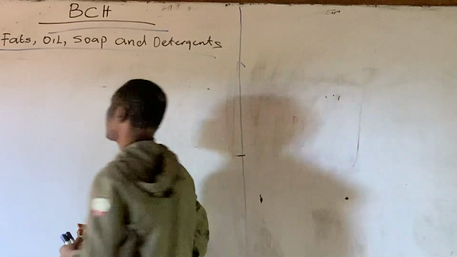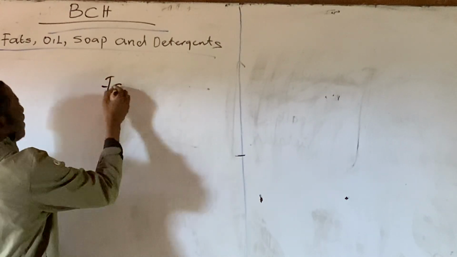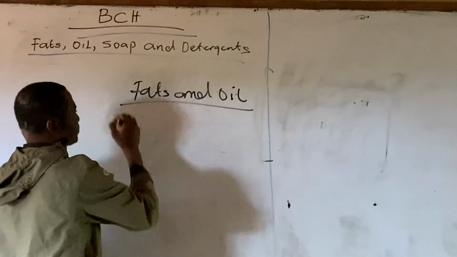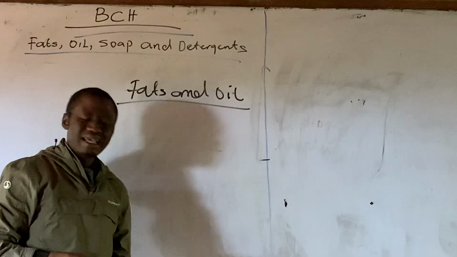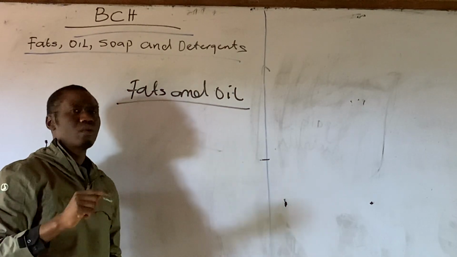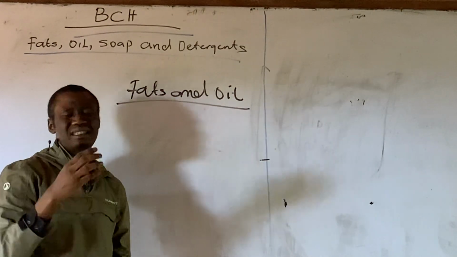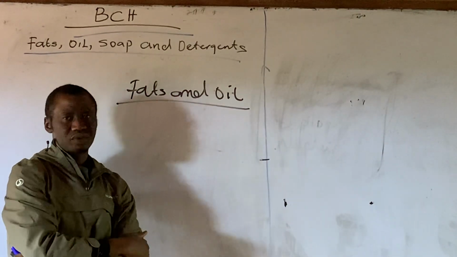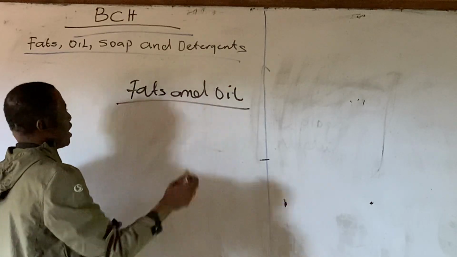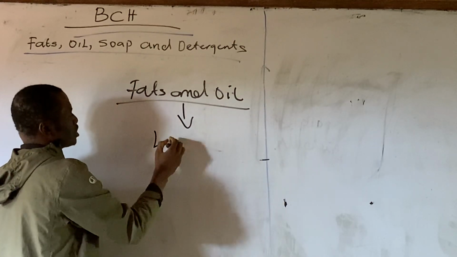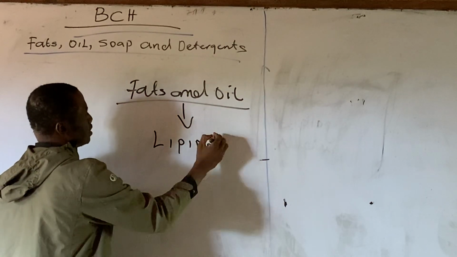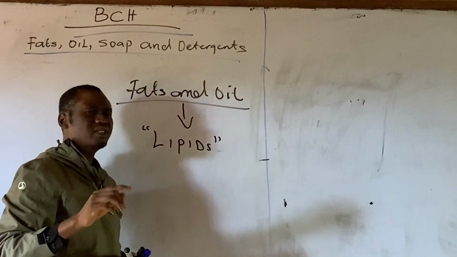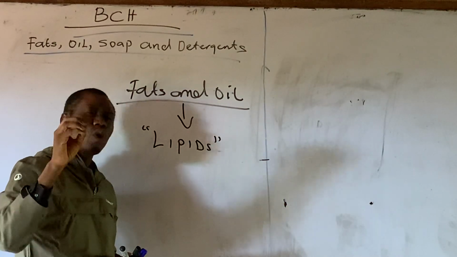Now, the first thing is fat and oil. What's fat and oil? That's the first thing. To know what fat and oil is, you must know that fat and oil is a derivative. When I mean derivative, it is a material gotten from another source. So fat and oil is derived from the source known as lipids. Lipids. These lipids are biological molecules.